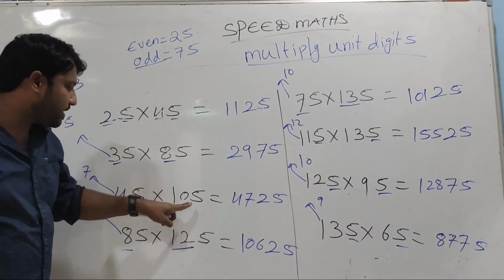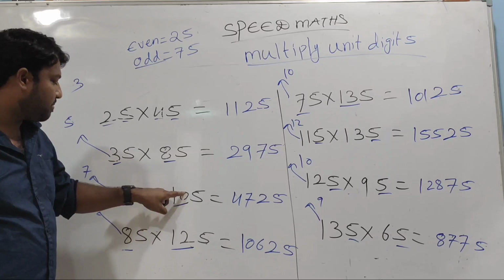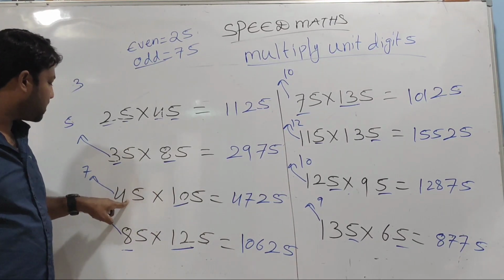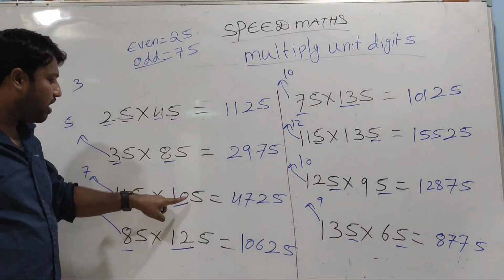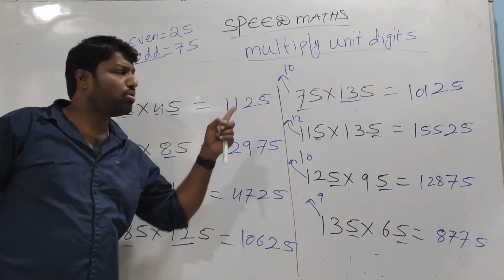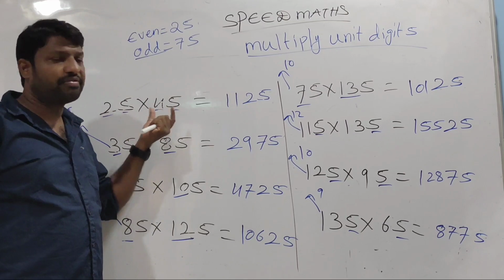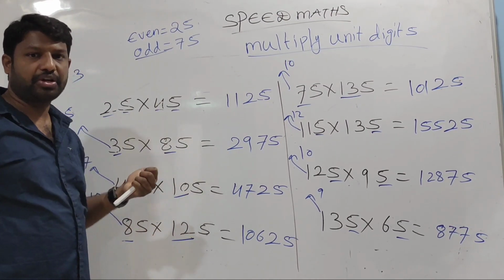Okay, now see this also, same thing. What have I done? See, 5 is there, 5 is there. Now I will add these two numbers: 10 plus 4 is 14, an even number. Directly I am writing 25. I am taking half of this number, 14 half is 7. I have written 7 here. Now I will multiply these two numbers: 10 fours are 40, plus 7 is 47. Like this you can do all of these. Okay, this is the method if the last digits are 5, multiplying unit digit 5. This is the method.